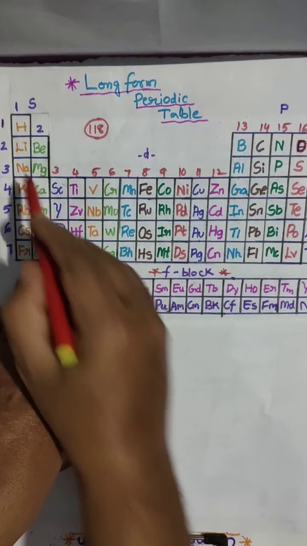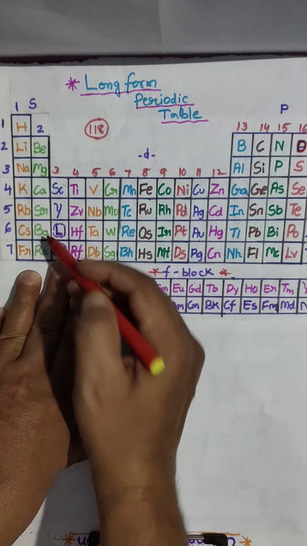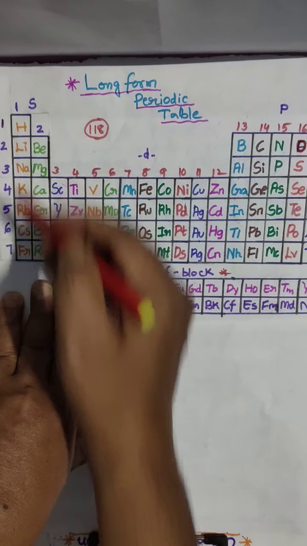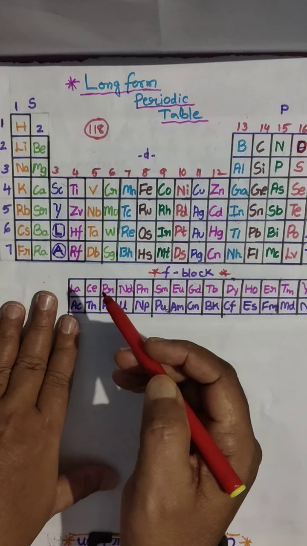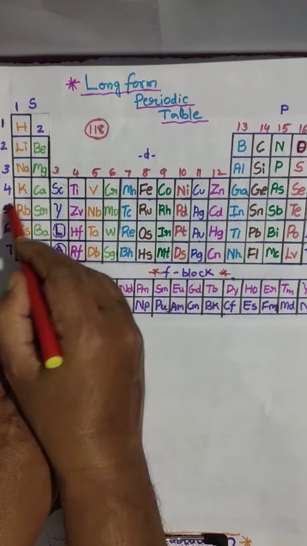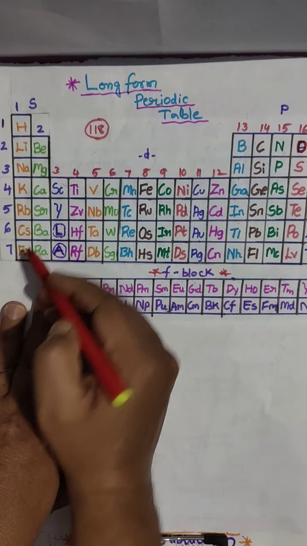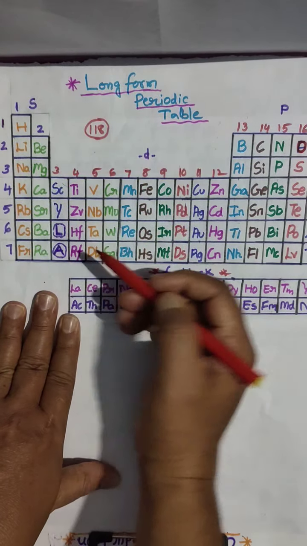So vertical lines, clear? What are we calling vertical lines? This is horizontal rows, and these are vertical lines. Horizontal rows are called periods. How many periods do we have? 1 2 3 4 5 6 7 periods. And vertical columns we call groups.